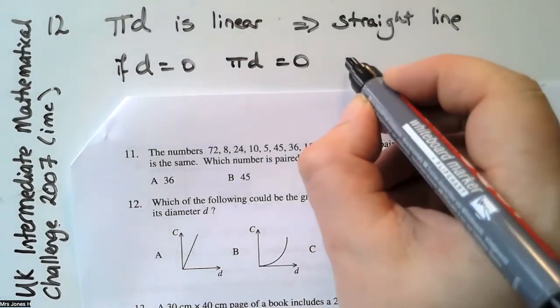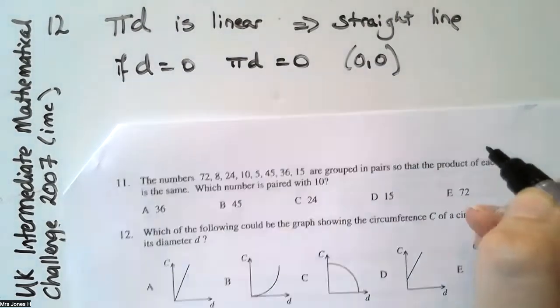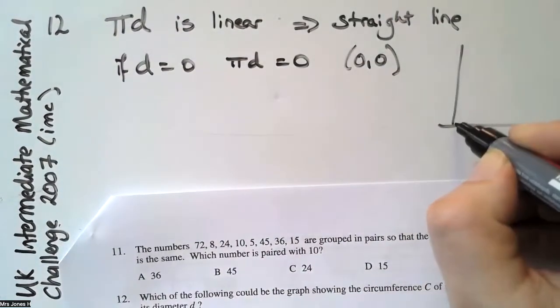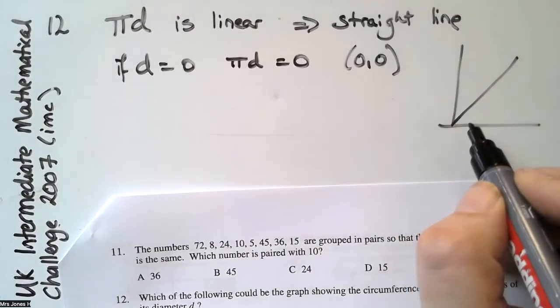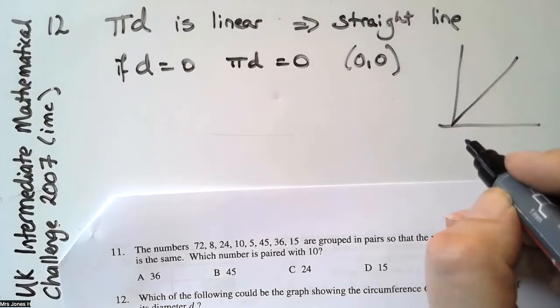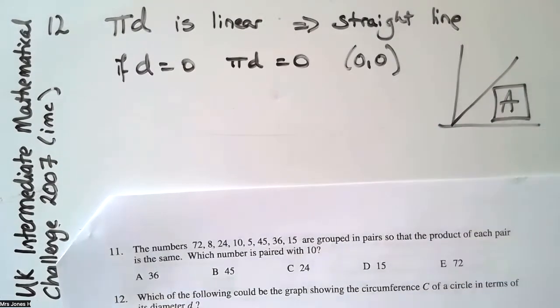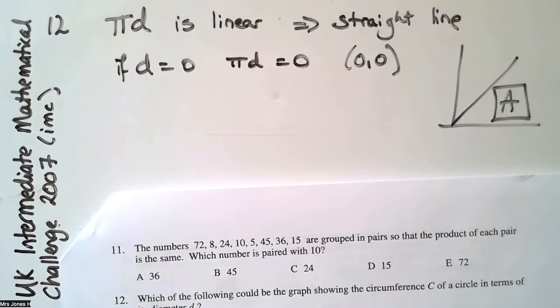Therefore, it does go through 0, 0, and therefore the line has to be a straight line through this point here. It doesn't matter for the gradient, what we're talking about here, because we don't know the scale on the lines, but it is going to be this drawing, this sketch, which is A.